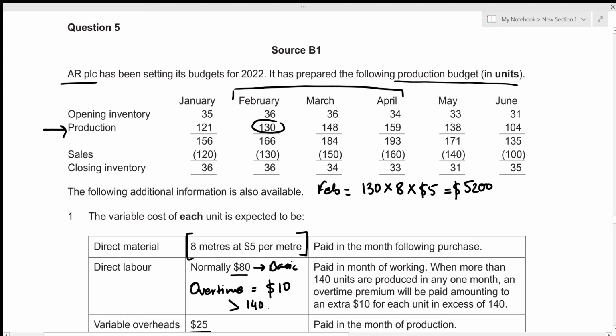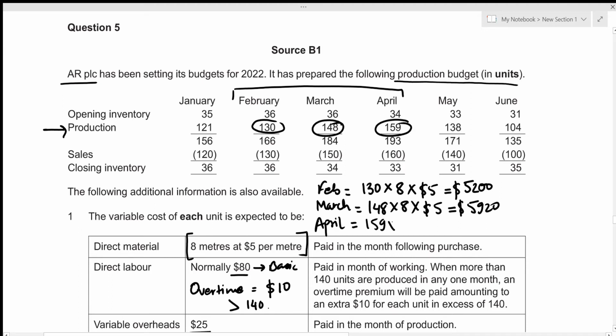All right, let's repeat the same process for the months of March and April. For March, the production level is 148. So that's 148 times 8 times $5. This gives the direct material used in production for March to be 5,920. Repeat the same process for April. The production level is 159. So that's 159 times 8 times $5. This gives the direct materials used in production for April to be 6,360.